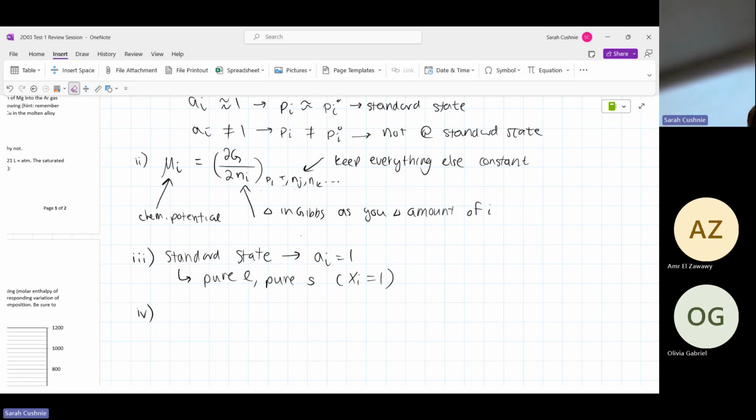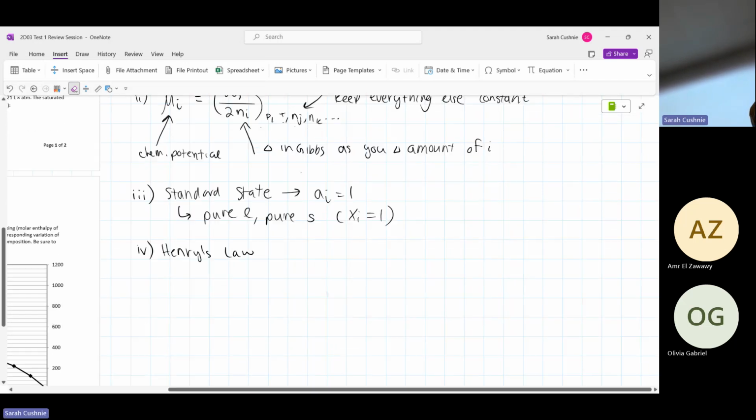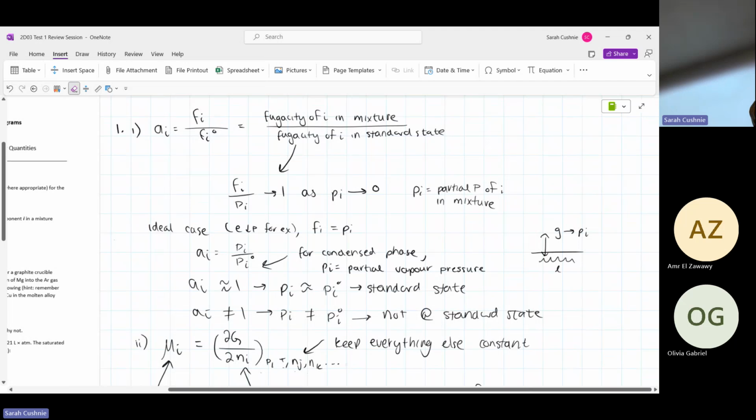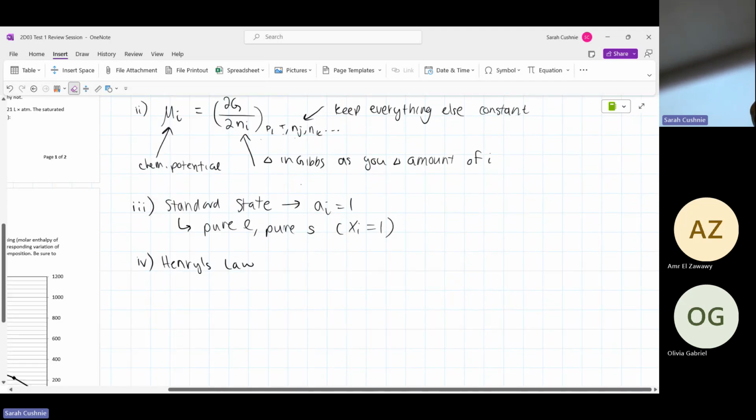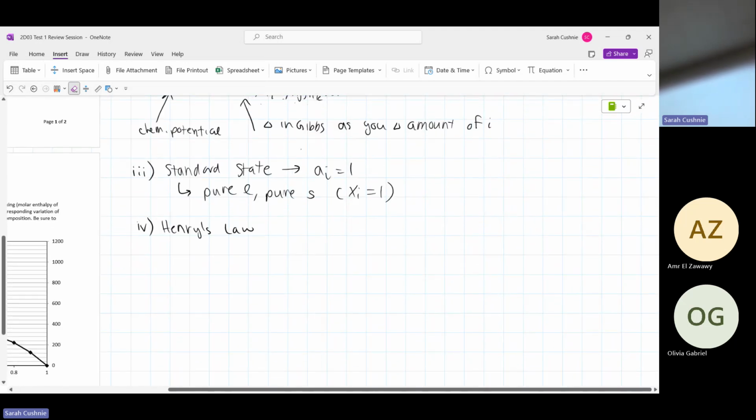Anyways, the next one it asks us is Henry's law. So Henry's law is a nice little fun one. This kind of comes down to what we were talking about previously with activity and molar fractions. So let's imagine we have, oh God, we're going to make a little graph here.